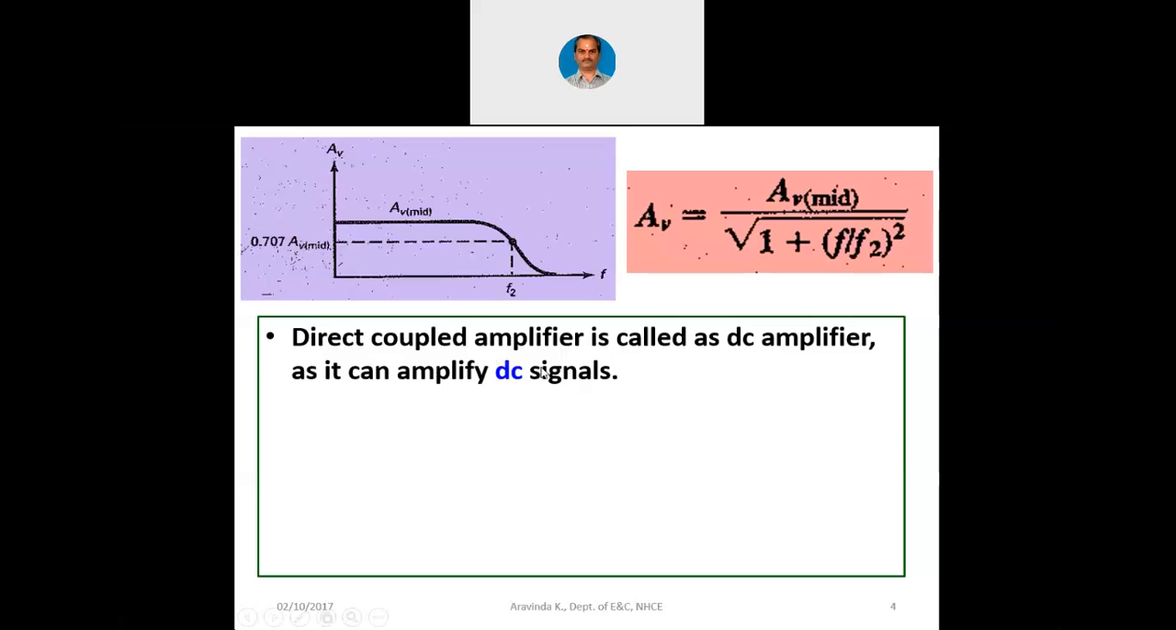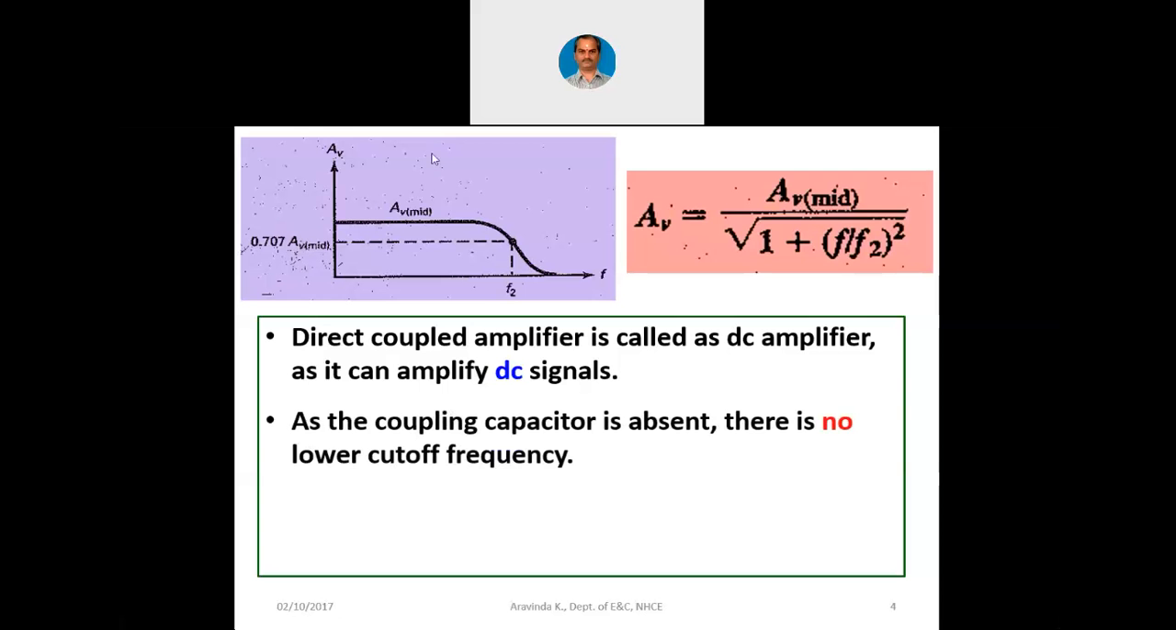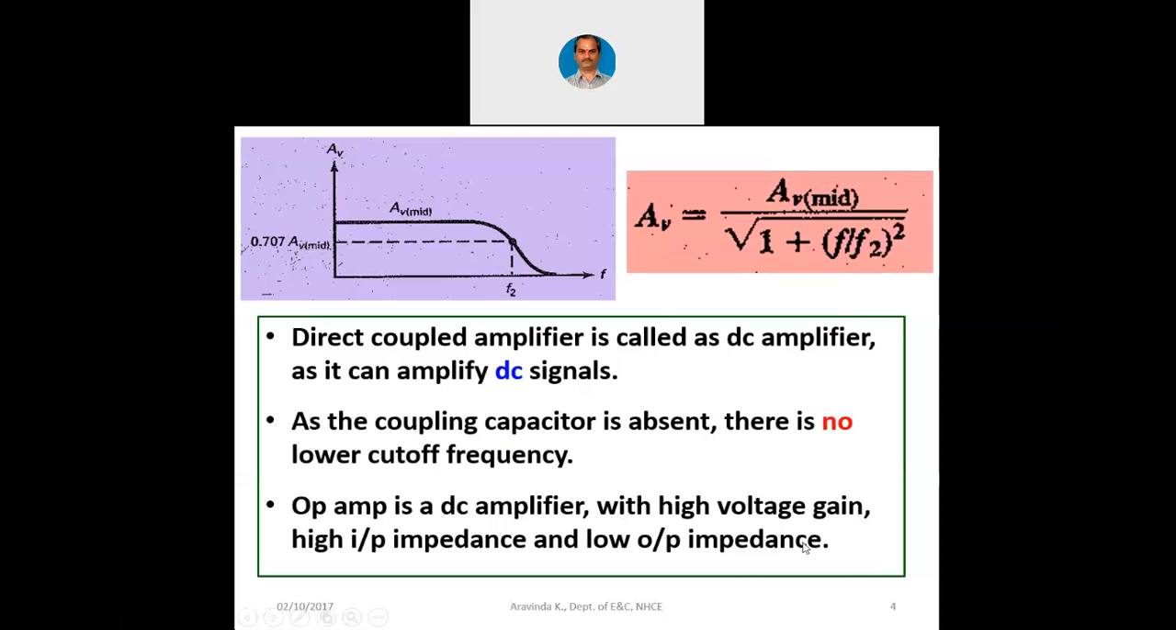Actually, it is one of the purposes of op-amp that there is no coupling capacitor there, because we will be using op-amp as the DC comparator in our future circuits. When we use this as a DC comparator, naturally we want the DC to be passed to the circuit. Then we cannot have coupling capacitors there. That is the purpose of usage of op-amp. As the coupling capacitor is absent, there is no lower cutoff frequency, which I have been telling you. Op-amp is a DC amplifier with high voltage gain, high input impedance and low output impedance. More about op-amp will be covered only in the fourth semester.